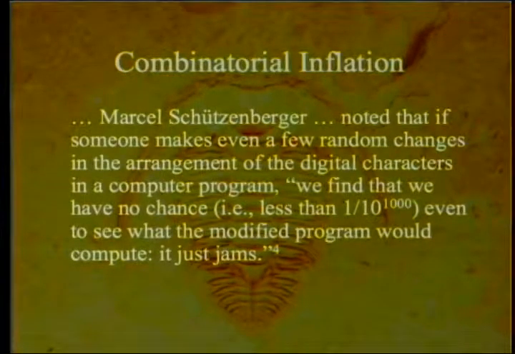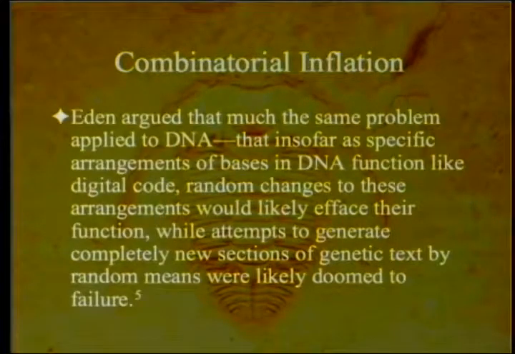Marcel Schützenberger noted that if someone makes even a few random changes in the arrangement of the digital characters in a computer program, "we find that we have no chance, that is less than 1 in 10 to the 1,000th power, even to see what the modified program would compute. It just jams." Eden argued that much the same problem applied to DNA. Insofar as specific arrangements of bases in DNA function like digital code, random changes to these arrangements would likely efface their function, while attempts to generate completely new sections of genetic text by random means were likely doomed to failure.